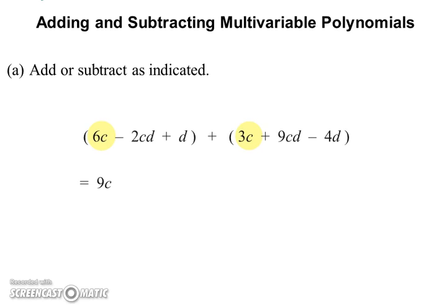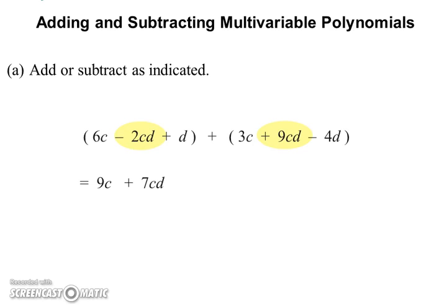Now look at the middle terms. Those have a CD in them. There's a -2 and a +9. They are like terms because both have C and D in them. So add a -2 plus 9 and we get +7. So we get 7CD when we add those terms.